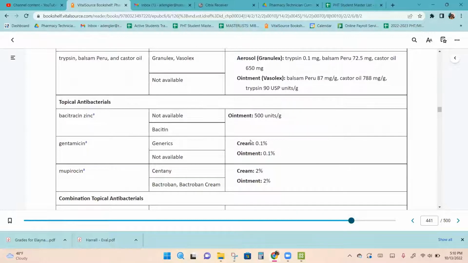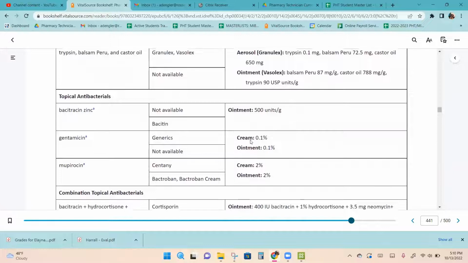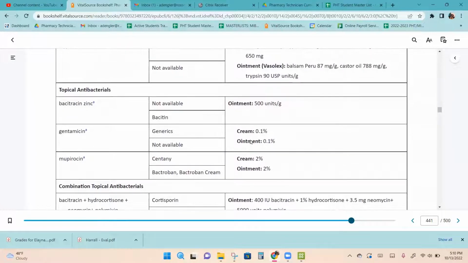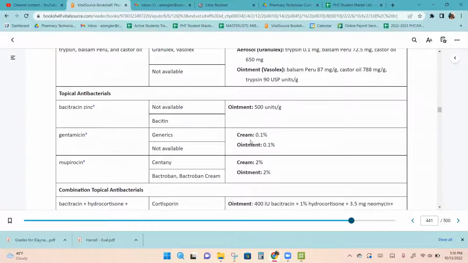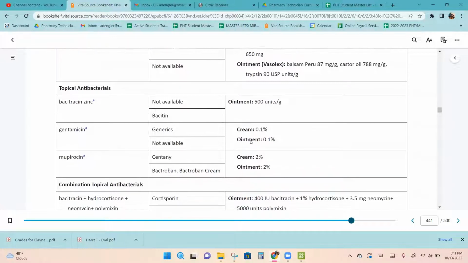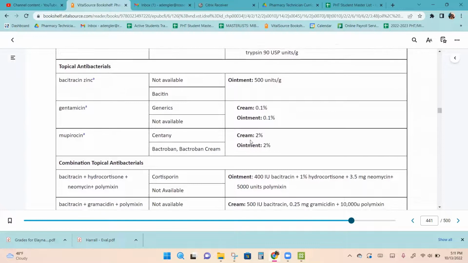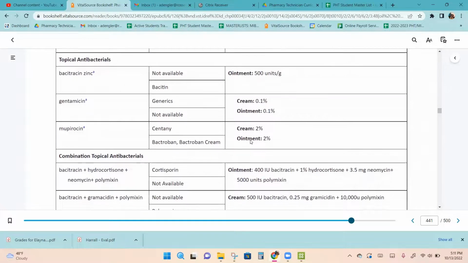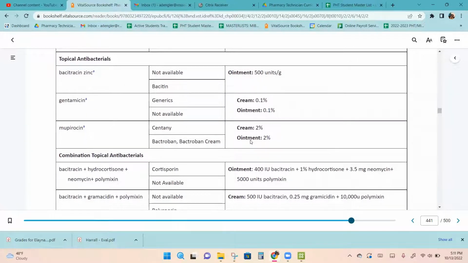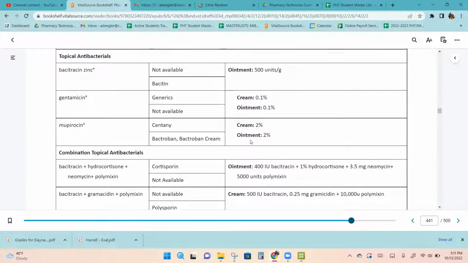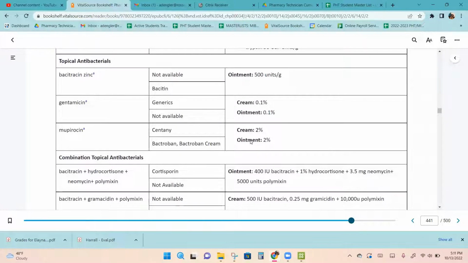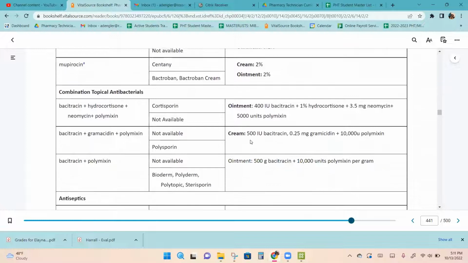Bactroban zinc says that it's not available in the US, but it's over the counter, so that doesn't make sense to me. Yeah, I'm sure if you went to the pharmacy right now, you'd be able to find that. Gentamicin, which comes in a cream or ointment, also comes in eye drops as well. Just not for this, but just a little side note.